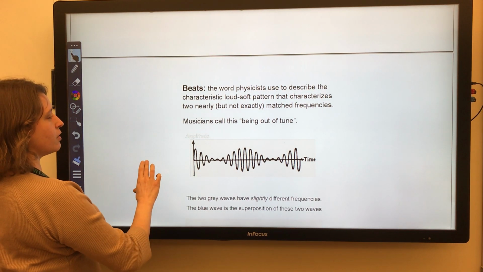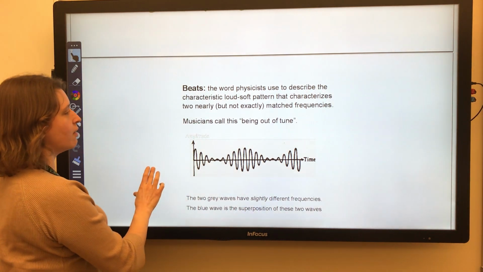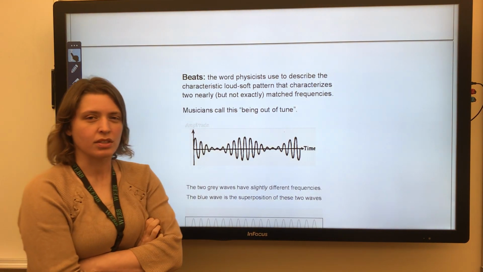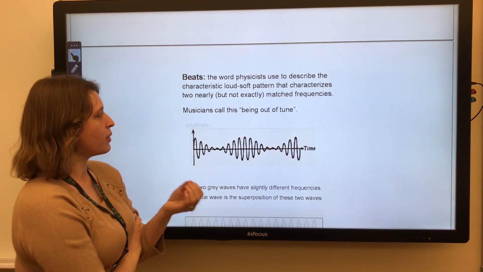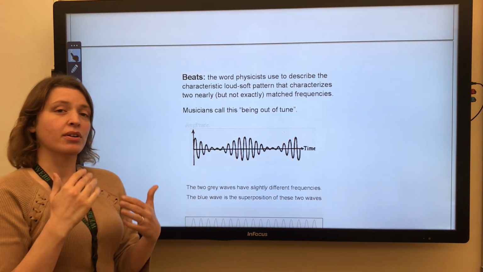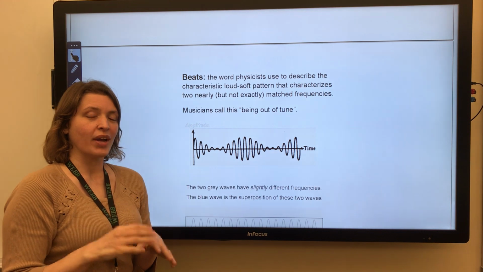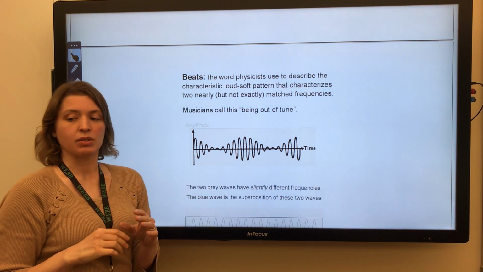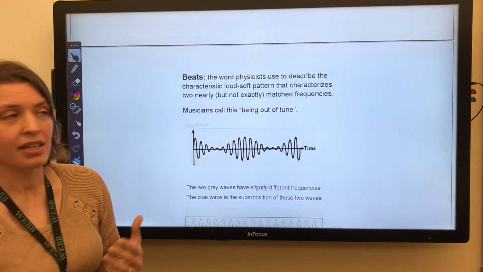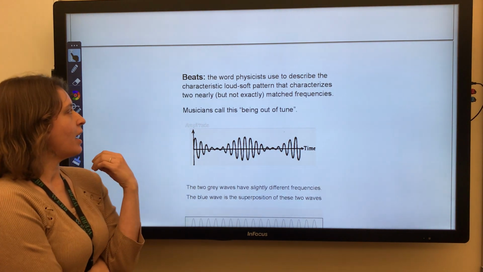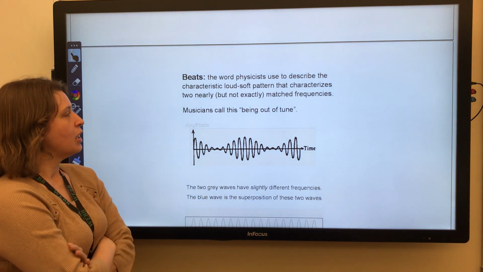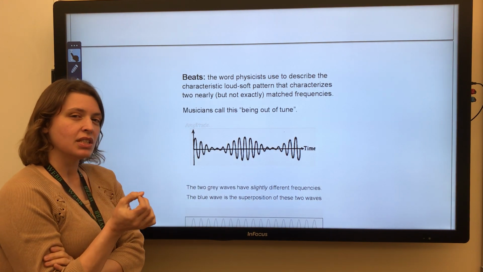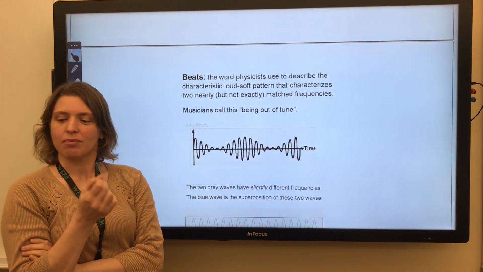I'm going to introduce some vocabulary. I have a lab that we'll use to look at this in a little bit more detail. But we have a specific word that we use to describe the overlap or the interference of waves that are really, really close in frequency. The term we use for that is beats. That describes the characteristic of a loud and soft pattern that you get when you have two really close frequencies, but they're not exactly the same frequency.